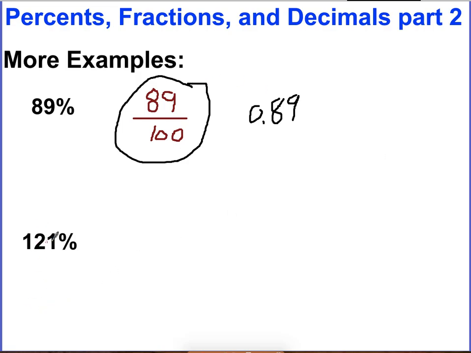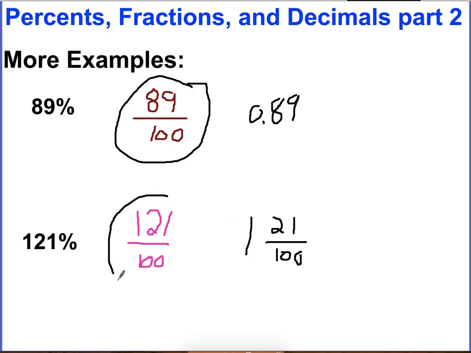Last example here, 121%. Remember that percent means out of 100. So I'm going to say 121 out of 100. This is an improper fraction, and usually that's okay. This is one way to write the answer. Another way to write this, you might say, well, 100 would be one whole, so then I have 21 left out of 100. So you could have this as an improper fraction or as a mixed number.